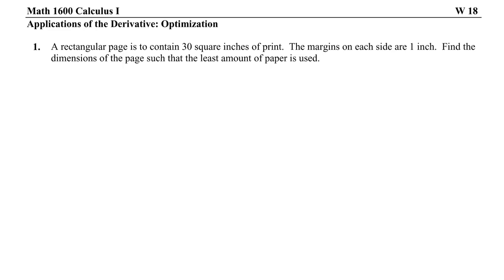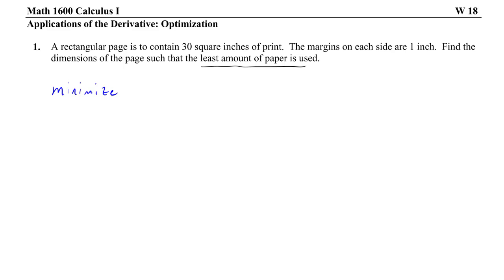So let's do another example on this worksheet here. A rectangular page is to contain 30 square inches of print. The margins on each side are 1 inch. Find the dimensions of the page such that the least amount of paper is used. Okay, so I want to find the dimensions such that the least amount of paper is used. So I'm going to say that really means to minimize.